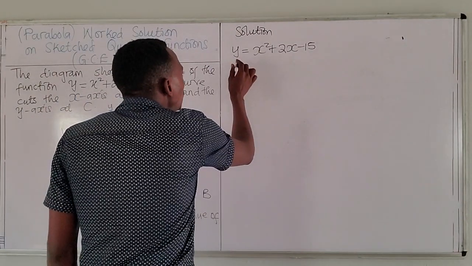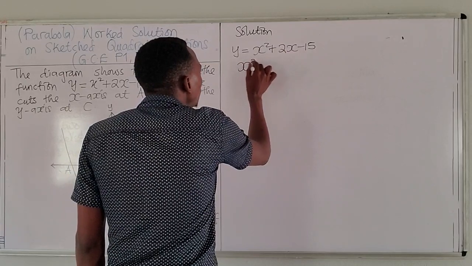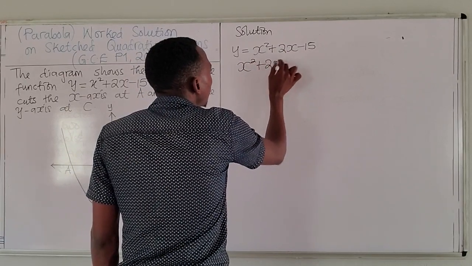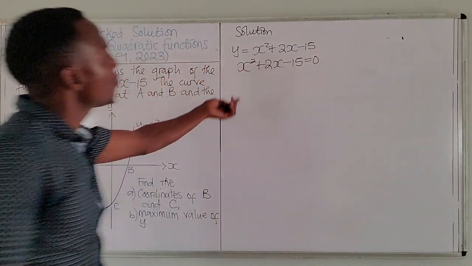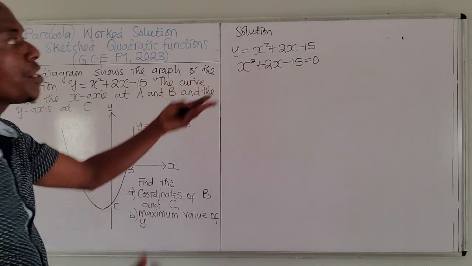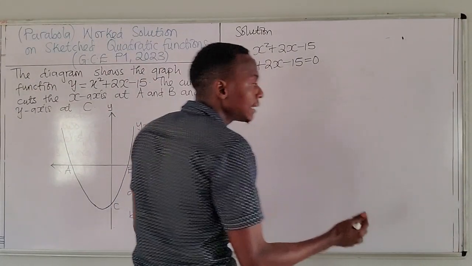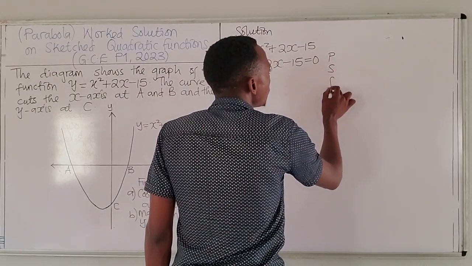So we set y to be equal to 0. When we set y equal to 0, this equation is going to become like this. So now, how do we solve a quadratic equation? We are going to solve this quadratic equation by using the factorization method, of which we have the product, sum, and factor.